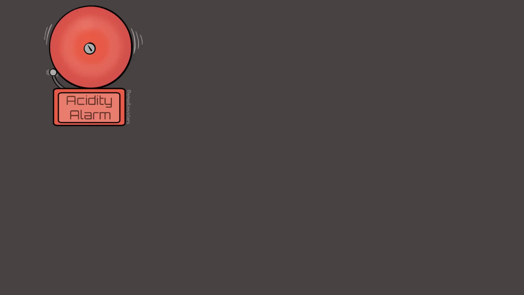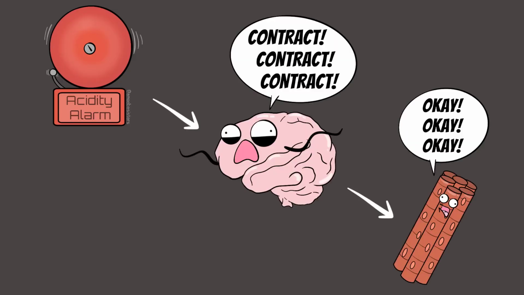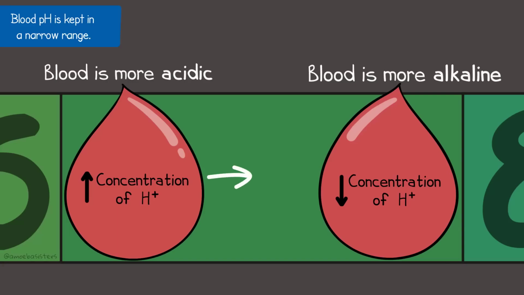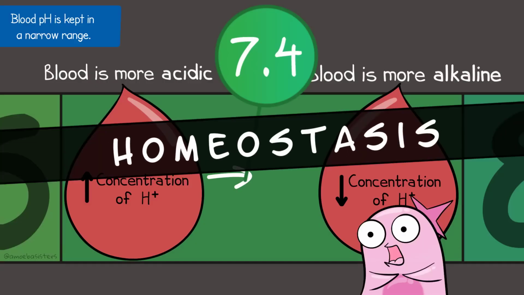The increasing acidity is detected and sent as signals to the brain. The brain can then control the intercostal muscles, diaphragm, and abdominal muscles in order to increase the rate and depth of breathing. This can restore the blood to a normal blood pH and keep the blood pH stable, around 7.4. A great example of keeping homeostasis.